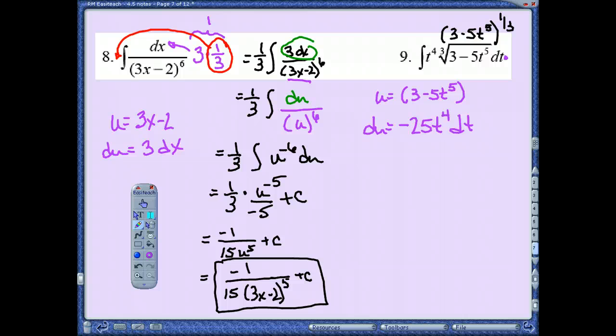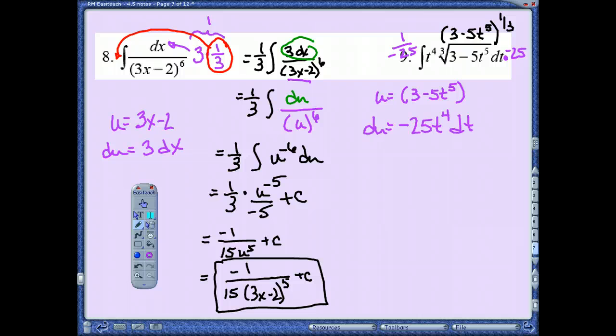So I need a negative 25, so I'm going to put the negative 25 on the inside. I have to put its reciprocal on the outside. I am only allowed to multiply by 1. So I have to multiply by the reciprocal out in front so that that equals 1, and I haven't changed the value of the problem. I've only changed the look.